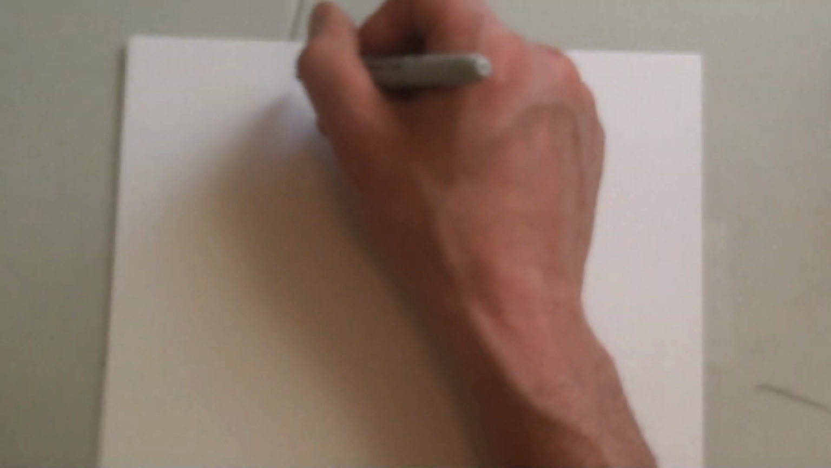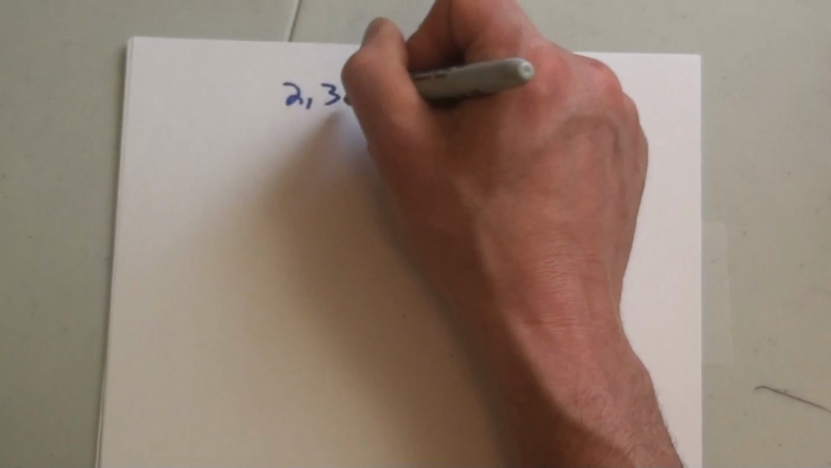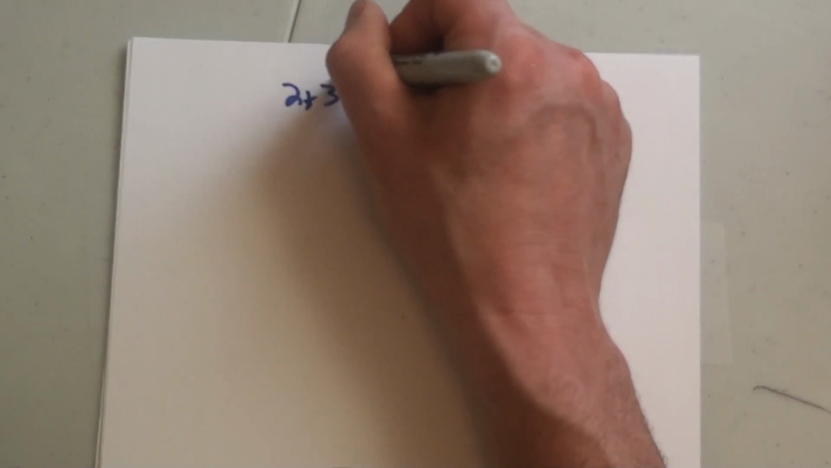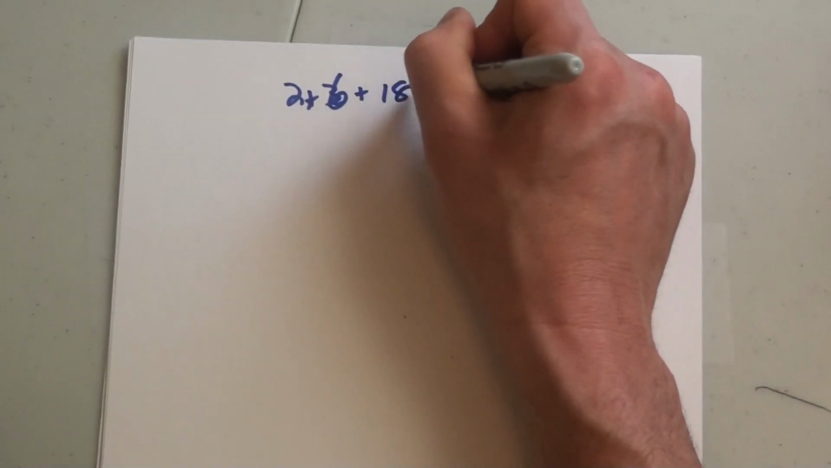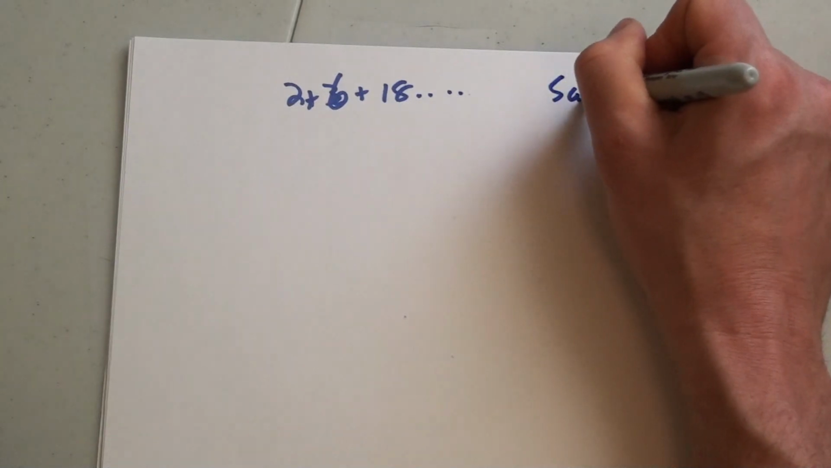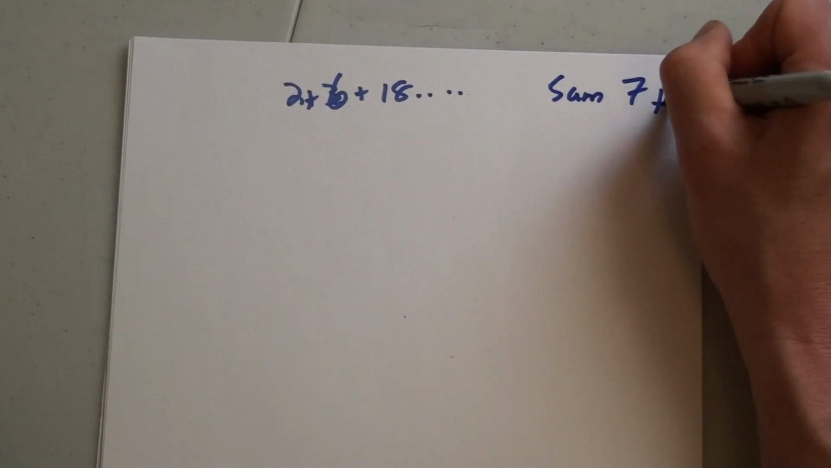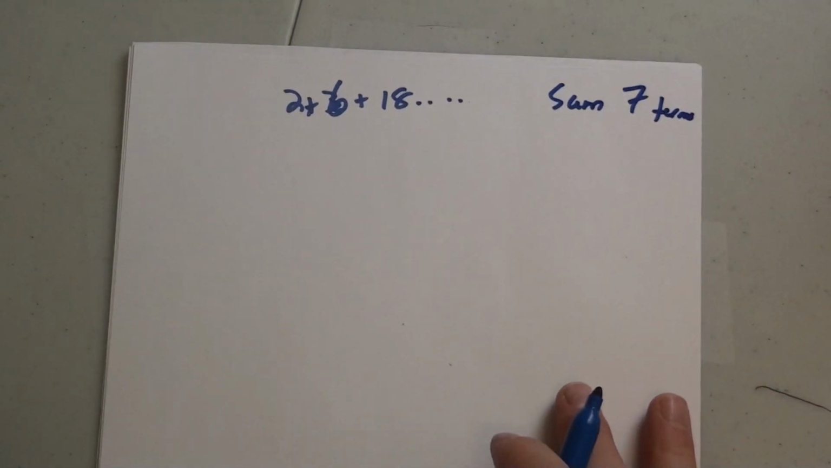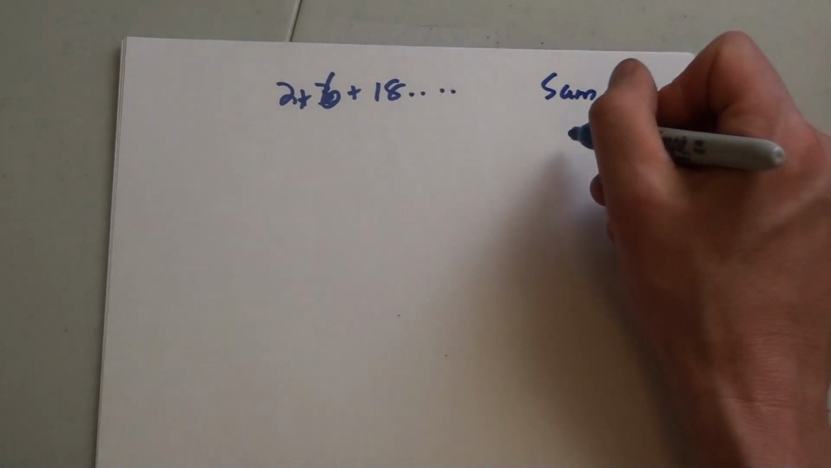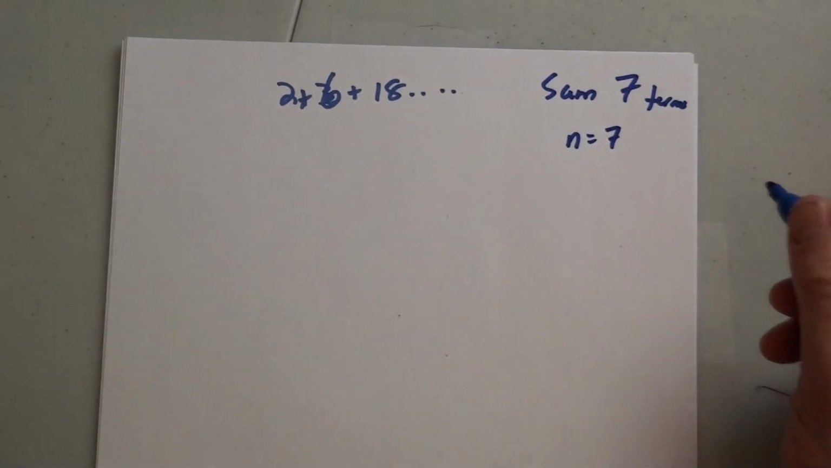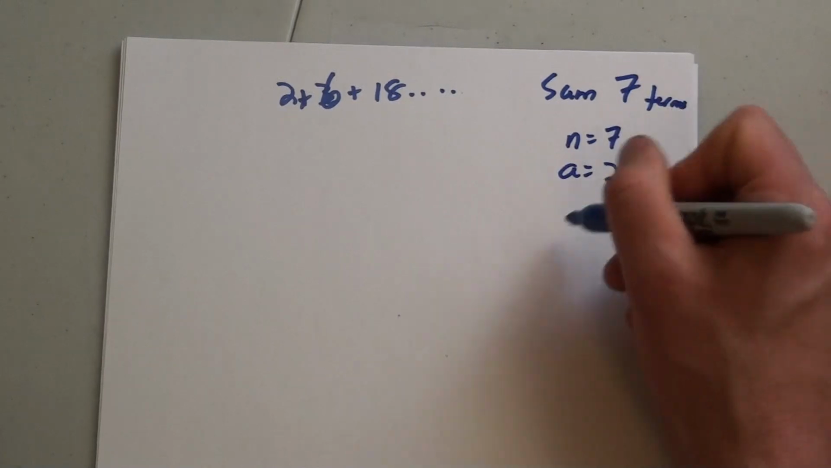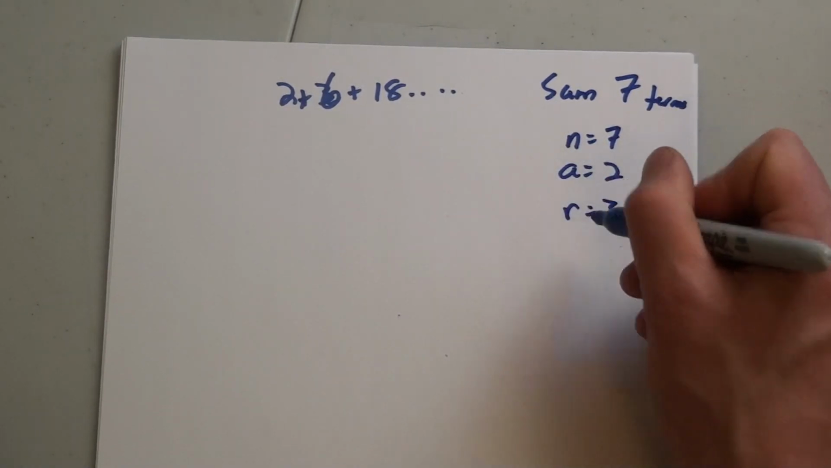For geometric, let's do an example. Let's do 2 plus 6 plus 18, and let's find the sum of the first 7 terms. Okay, so here I know my n is 7 because I'm going that far. I know my a is 2, and I know my r is 3.